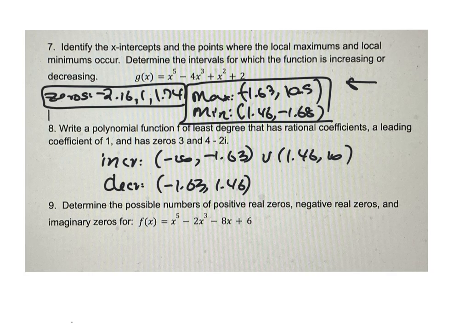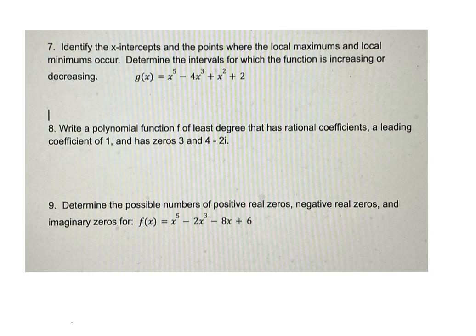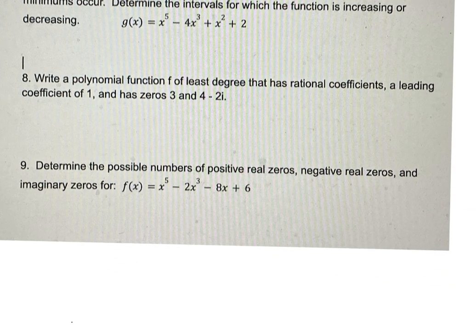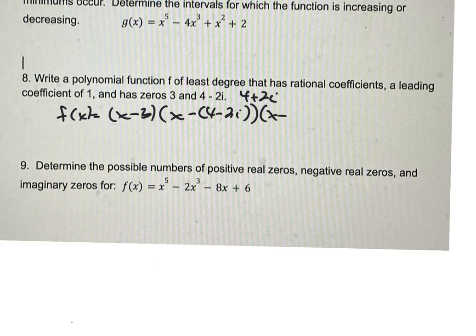Let me erase what I just did so we have room for number 8. All right, here we go. Number 8, find a function of least degree, leading coefficient 1, zeros 3 and 4 minus 2i. Remember, if it has 4 minus 2i, it also has 4 plus 2i. So I'm going to say f of x equals, the 3 came from here, the 4 minus 2i, you do x minus every time. x minus (4 minus 2i), x minus (4 plus 2i).